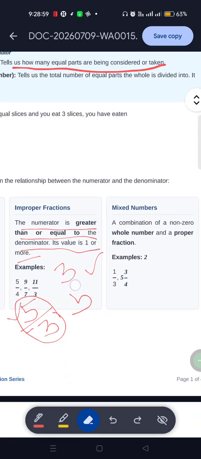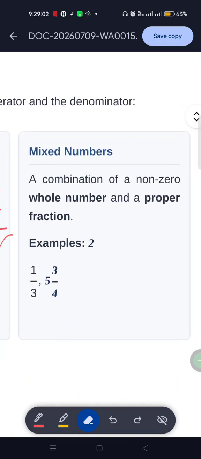Moving to the next form, it is a mixed number or a mixed fraction, you can say. It is a combination of a non-zero whole number and a proper fraction. So here I will say, you can put here 1 into 1 by 3 and 5 into 3 by 4. This form of a fraction is called a mixed fraction. You can denote it by m.f., mixed fraction.